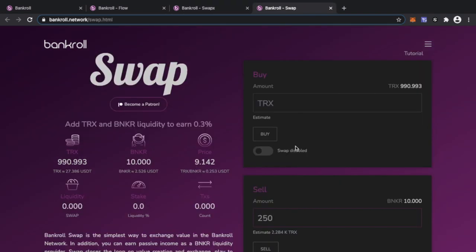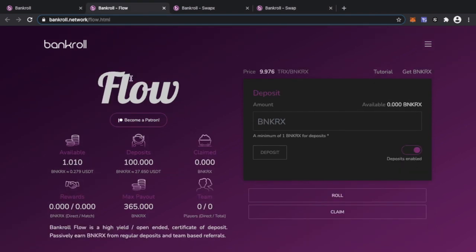And obviously, if you want to unlock banker levels, just pick up some cheap banker. Banker's at 9.142 Tron at the moment, so you might want to pick up 100, 200 just in case your team does start growing. But if you think, no, I don't need it, well, that's fine. You can still be a solo player in flow and it will not affect you in any way.